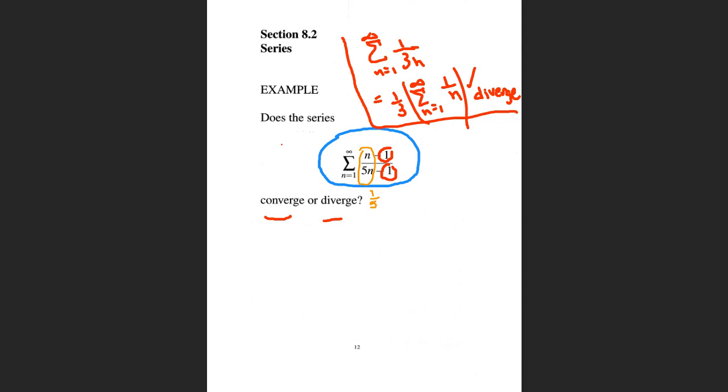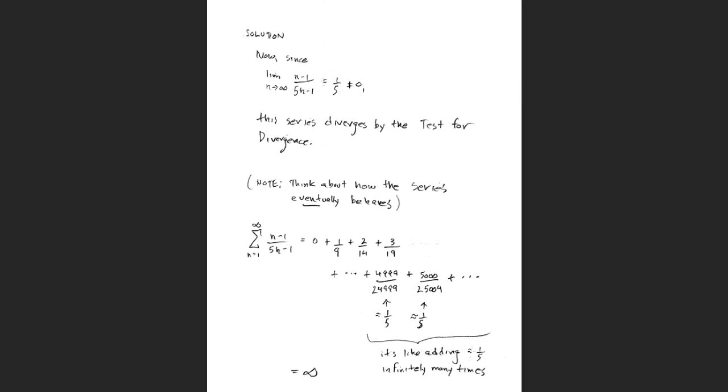it would diverge. But now we can go and we can be formal here. And basically, being formal is really saying the same thing that I just said. If we look at the terms of the series as n goes to infinity, the terms are going to equal 1/5, right? The terms are going to equal 1/5. I mean, we could be a little more formal about it.